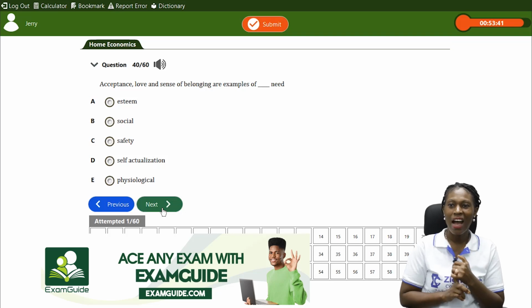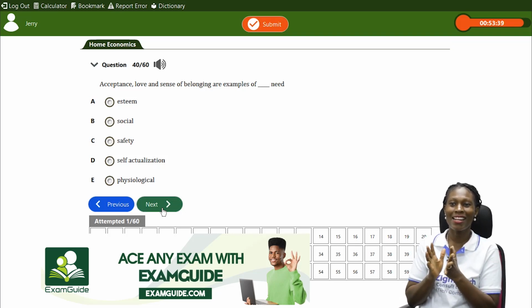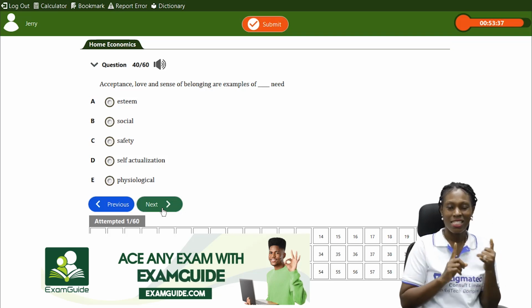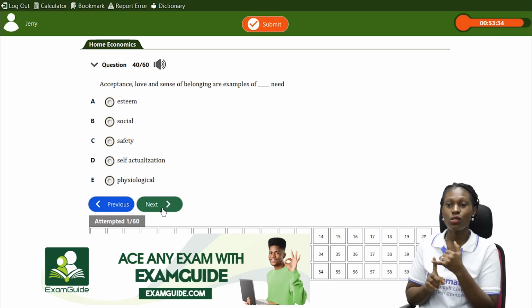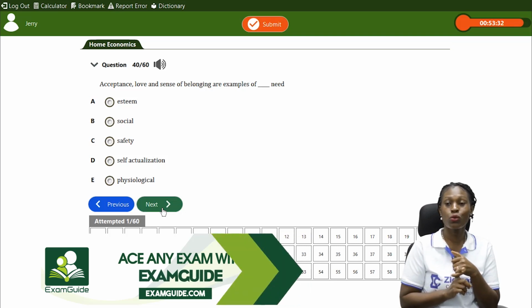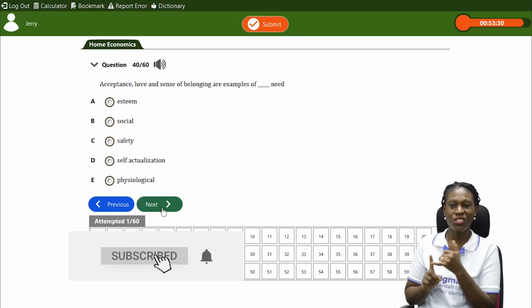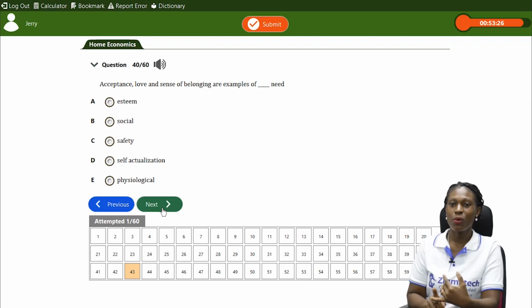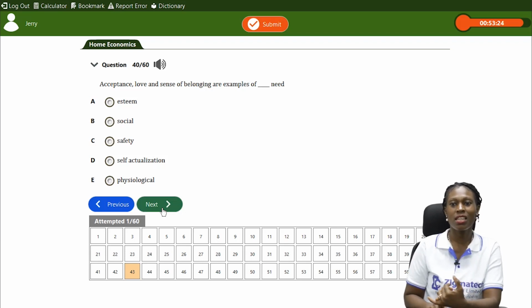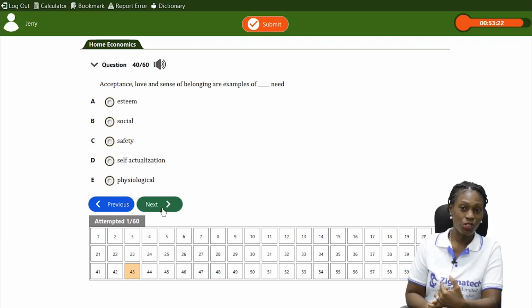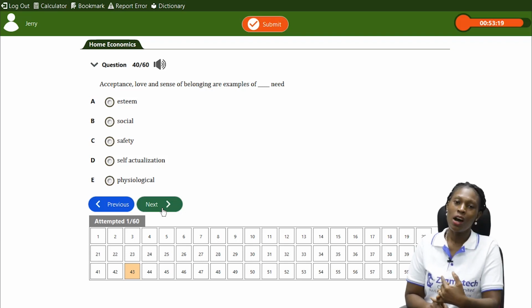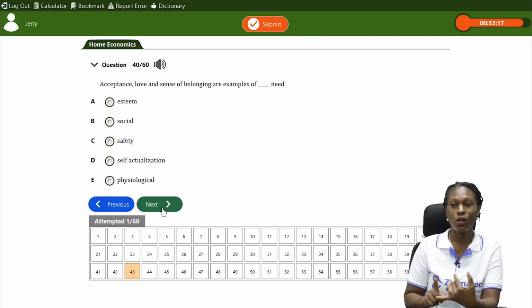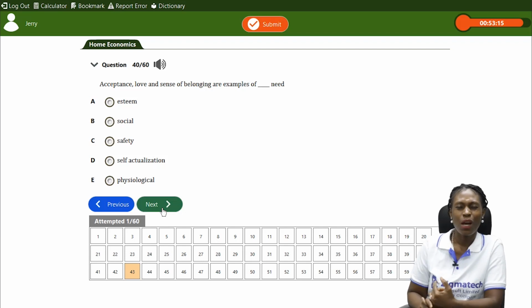Acceptance, love, and sense of belonging are examples of dash needs. We have A, esteem. B, social need. C, safety needs. D, self-actualization. E, physiological need. Now, which of these is the answer?